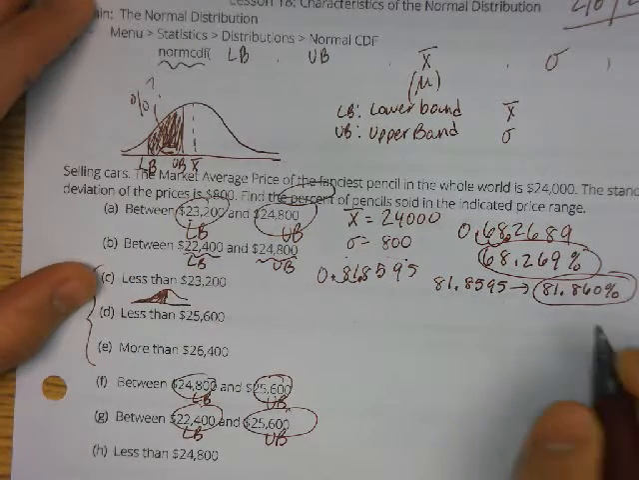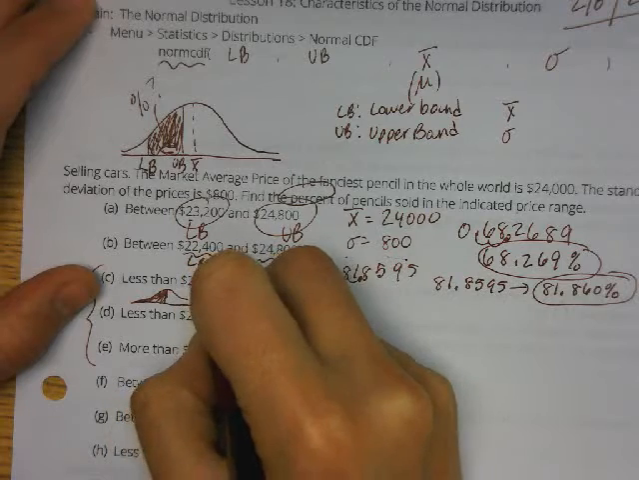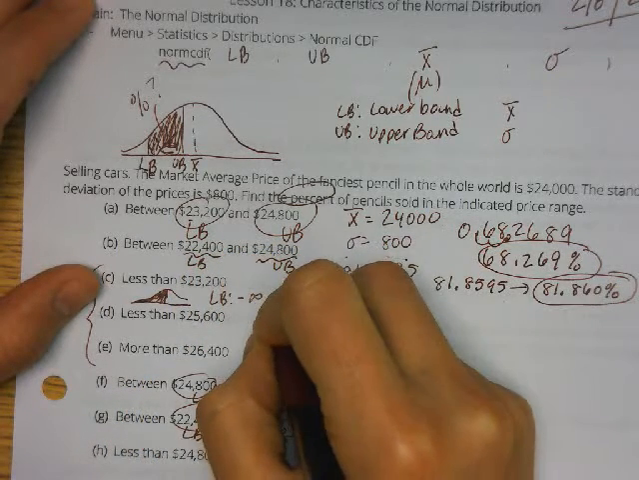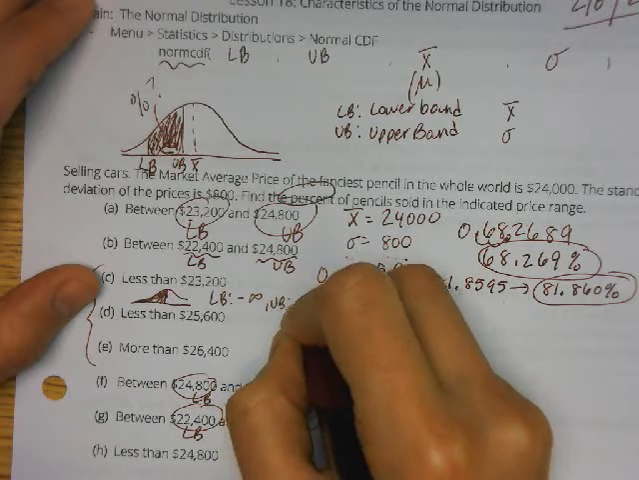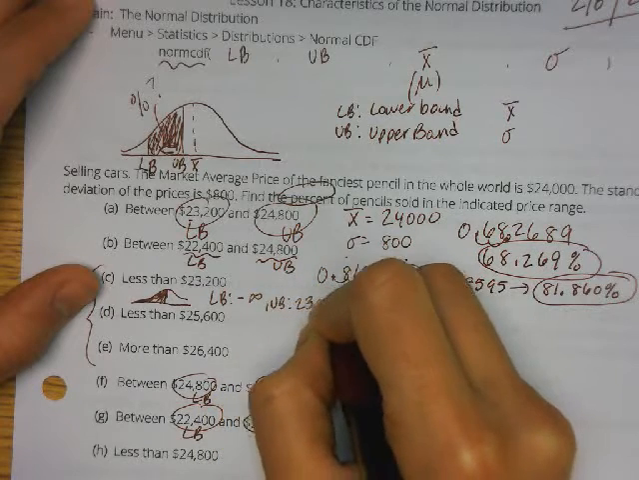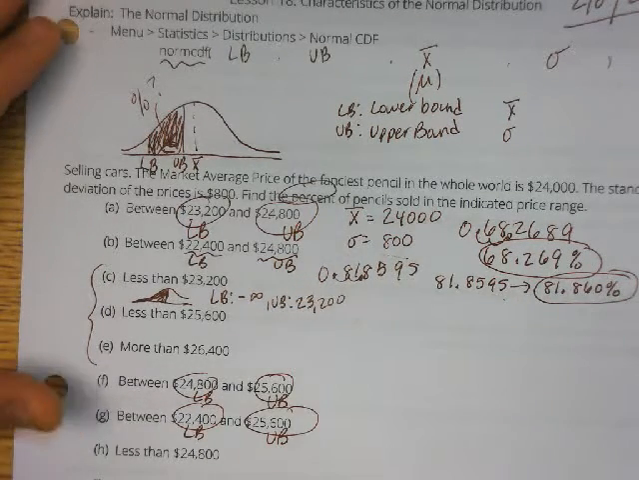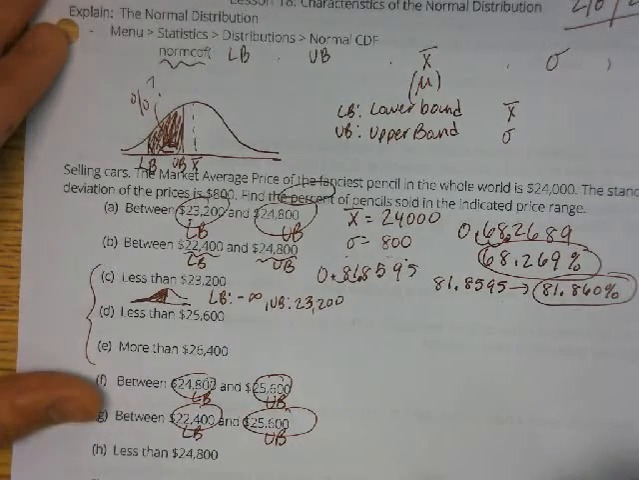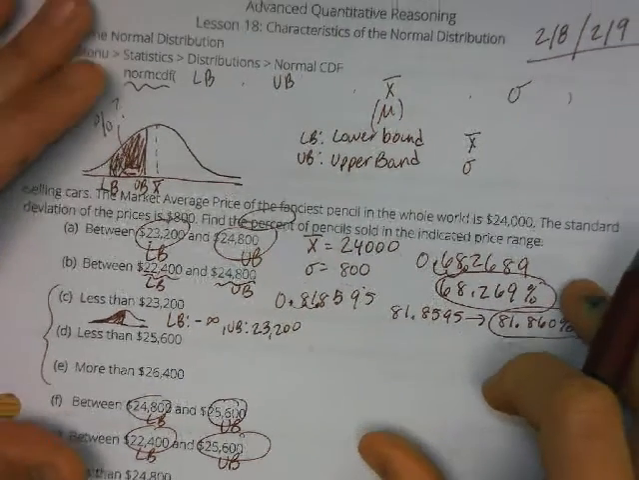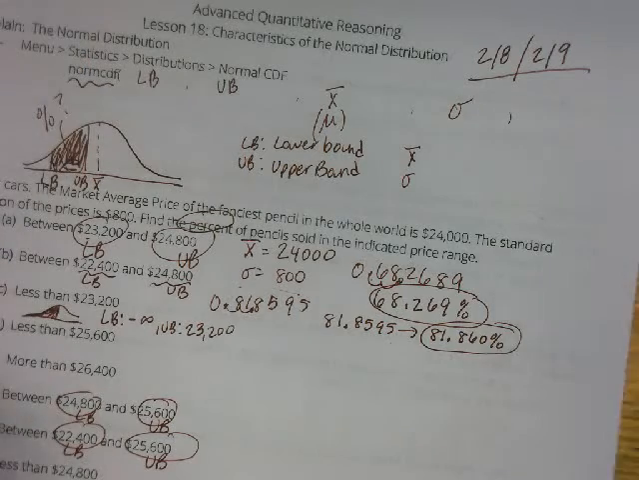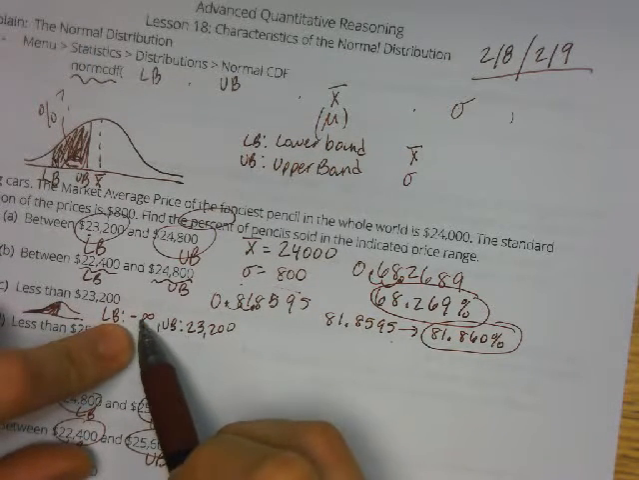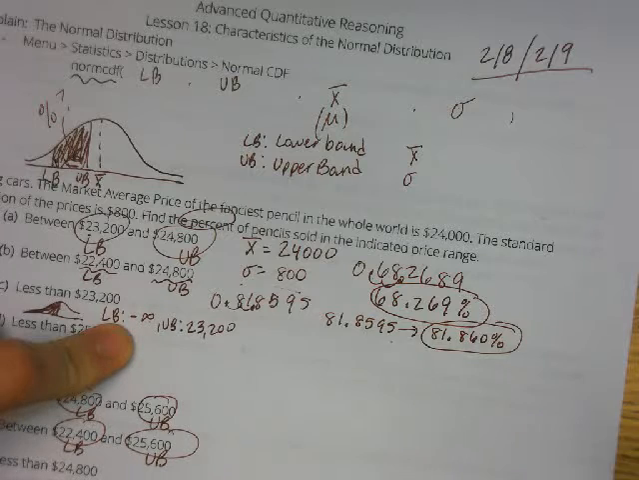So in this case, the lower bound is equal to negative infinity, and the upper bound is equal to 23,200. The lower bound is negative infinity all the way down. The upper bound is 23,200. I'm going to make a note up here. Your calculator won't like this. Your calculator is a computer. It's not perfect. It doesn't know how to do this.